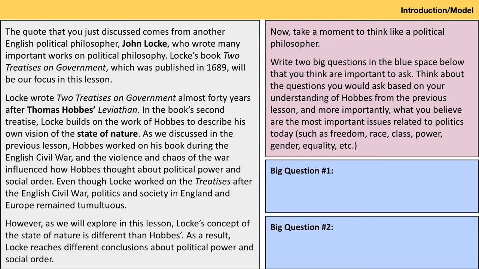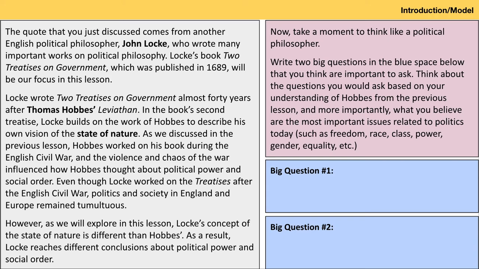The quote that you just discussed comes from another English political philosopher, John Locke, who wrote many important works on political philosophy. Locke's book, Two Treatises on Government, which was published in 1689, will be our focus in this lesson. Locke wrote Two Treatises on Government almost 40 years after Thomas Hobbes' Leviathan. In the book's second treatise, Locke builds on the work of Hobbes to describe his own vision of the state of nature.